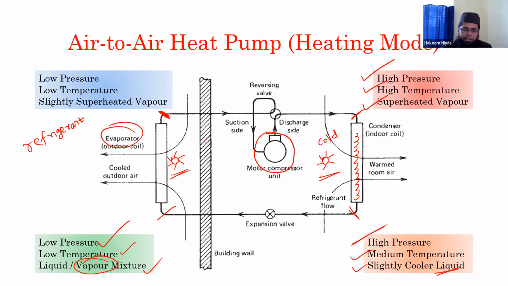Okay, because it acts as a source. We all said source and sink. Here the source is the outer side, the evaporator coils. So that is the source, and it will give some heat. Because of that, it will become slightly superheated vapor. And the cycle continues. By this way, we are able to achieve that comfortable temperature inside the home.